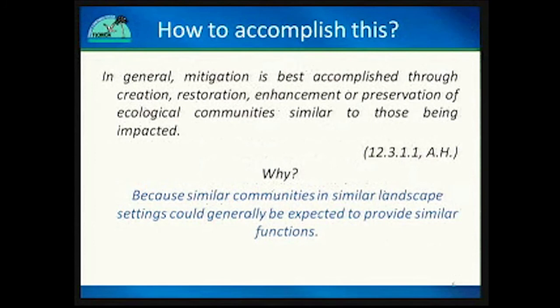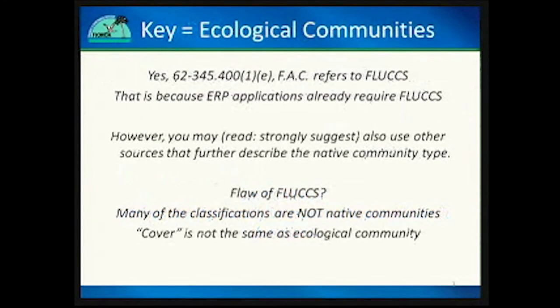So how do we accomplish this? Well, the four forms: creation, restoration, enhancement, or preservation, similar to those being impacted. Why? Because you don't have to unbundle the functions. You've got like for like, as best you can do that, that's where you want to go. Less arguments, everything else. The Basis of Review and Applicant's Handbook says it doesn't have to. It says generally it's best accomplished by that. So anyway, key thing to remember there.